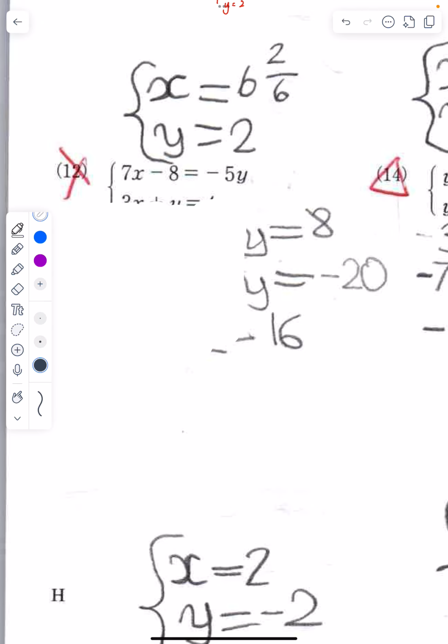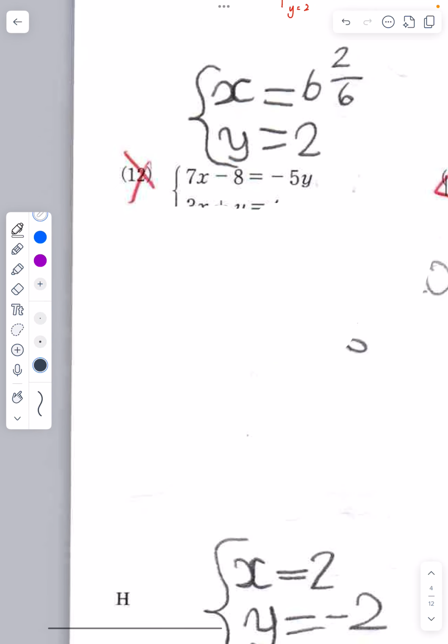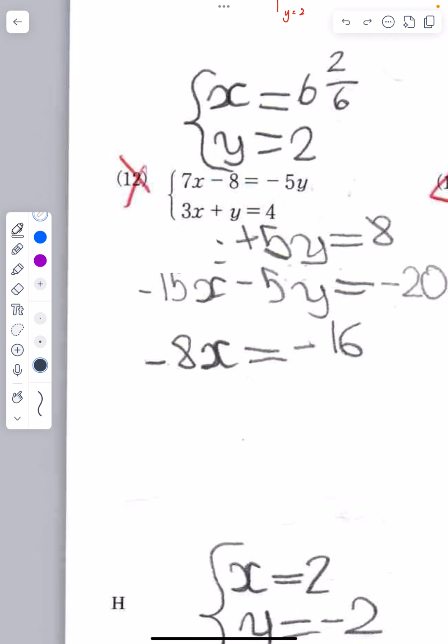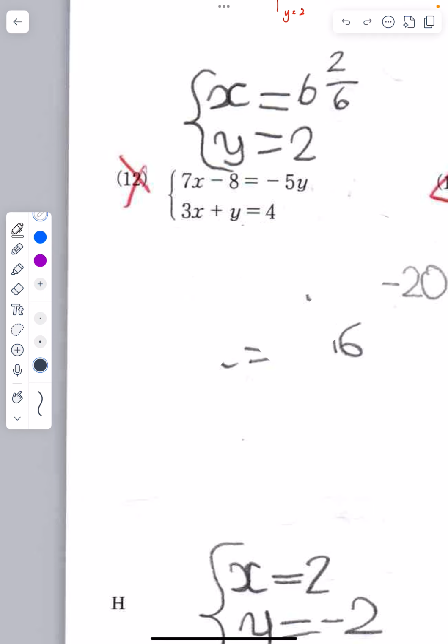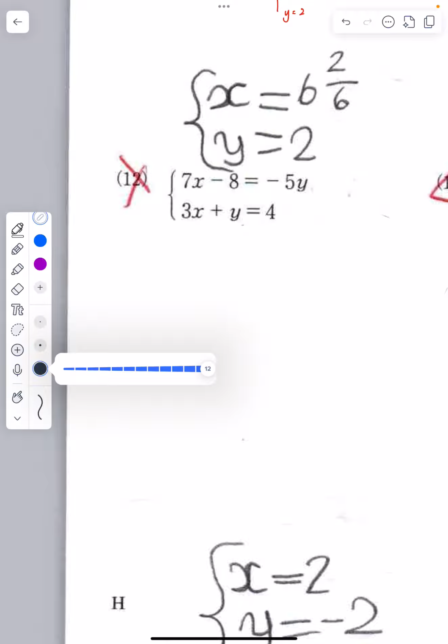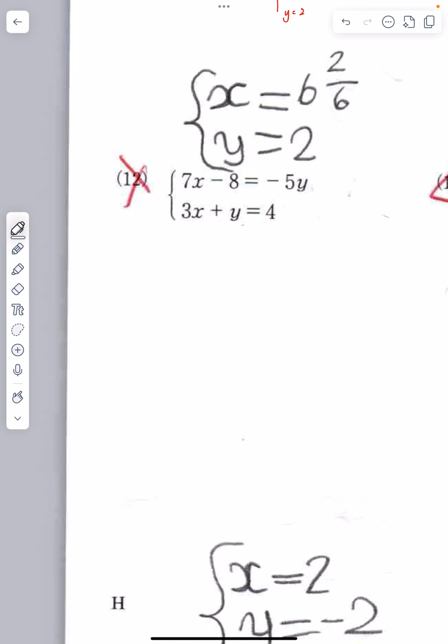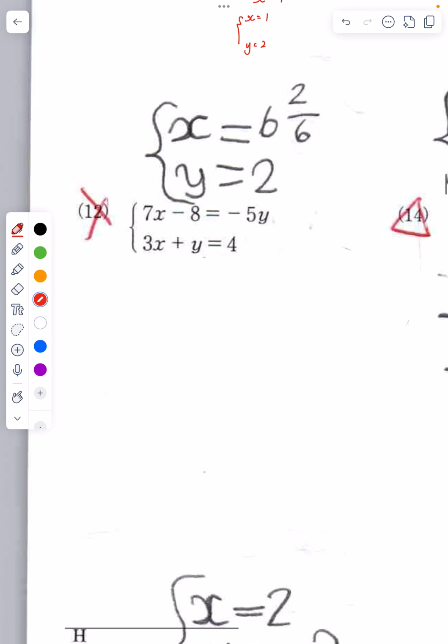Let's change all of them into white. There we go, much better. Okay, now let's go back over here, change it into red. Perfect. Now we have a new equation here.